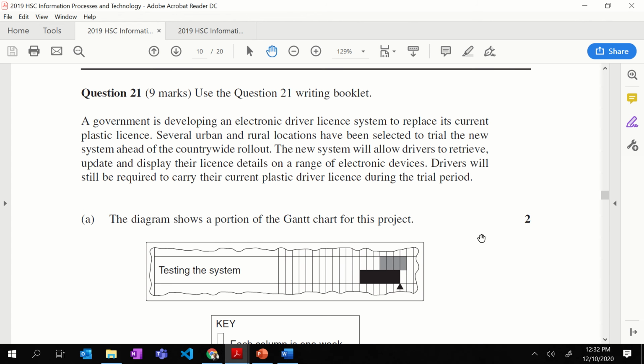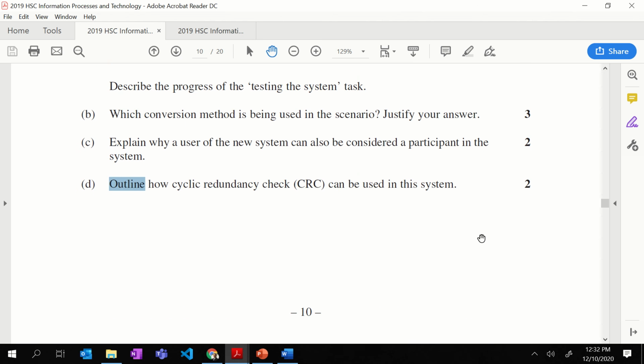So let's say you get pulled over by a policeman for a random breath test, and you're asked to display your license. Then you would probably pull out your mobile phone. You would use obviously a 4G network, and that's where the CRC, cyclic redundancy check, would occur.